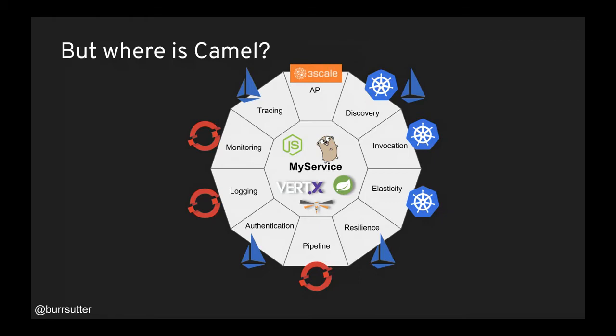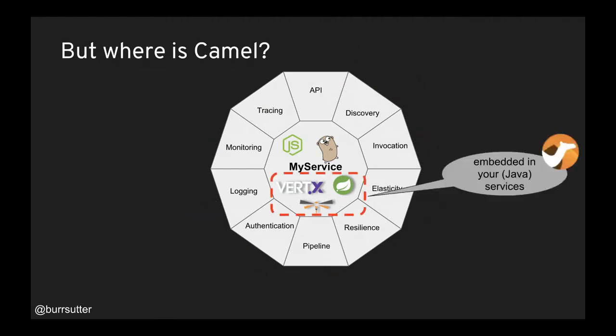But again, this is a Camel webinar. So where is Camel in all of this? No, there's no Camel logo here on this awesome slide. And Camel is actually embedded in your service or in your applications. Now, Camel requires Java, so it can only be a Java service. So in the slide here, we can only use Camel inside with Vert.x, Spring Boot, WildFly Swarm, for example.